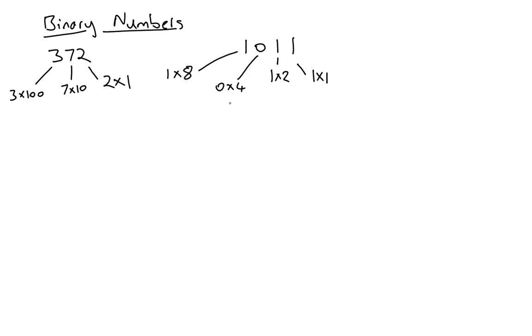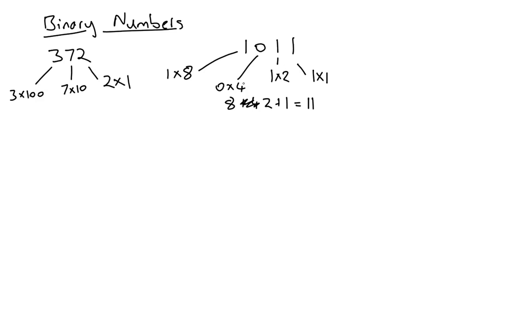So altogether the number is going to be, in decimal, 8 plus 4, no, not 4 because we've got no 4s, 8 plus 2 plus 1, which is 11. So this is 11 in binary. Let me just check that. We've got 1 plus 2, that's 3. Plus there's no 4s, and we've got 8, so that's 11.